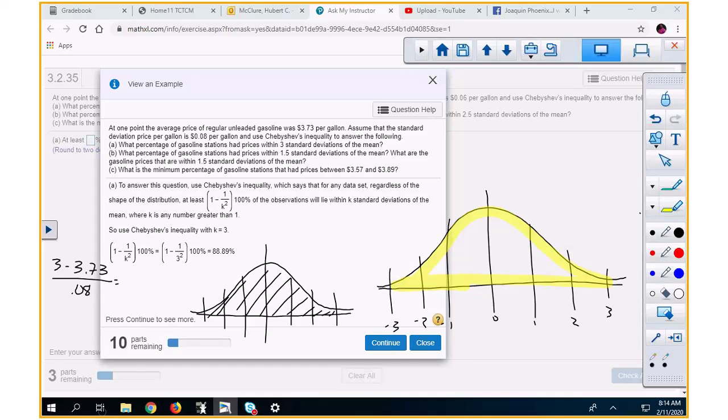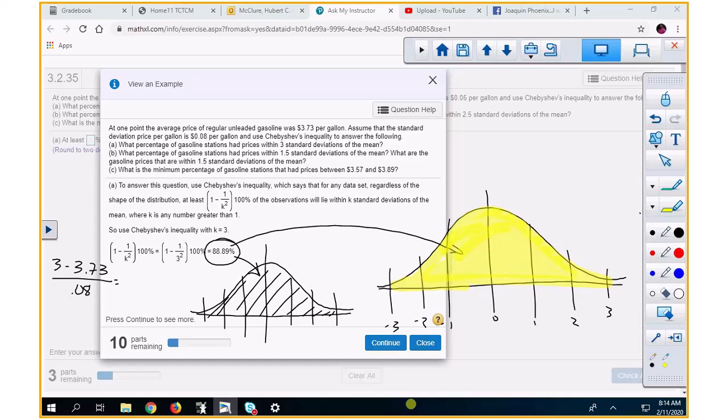Yeah, and then you look up, and anything above 2.5 is going to be 0.9999. So what they're saying is that 88.9 is going to be this little yellow area right here. Z-score is going to be a whole lot more detailed.